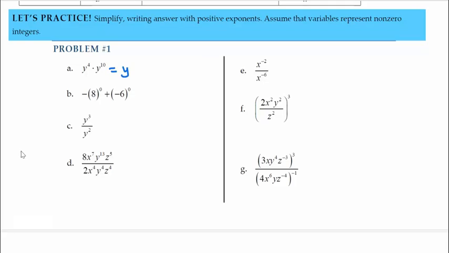Going to add them? Yeah, we're going to add them together. So 4 plus 10 gives me 14. All right, so y to the 14th would be your answer there.